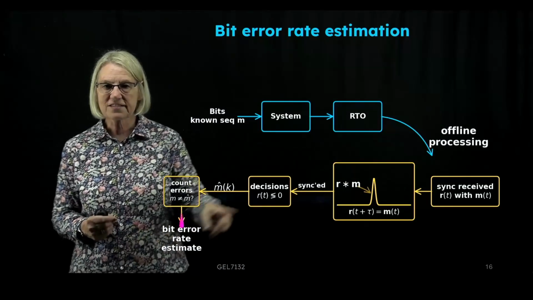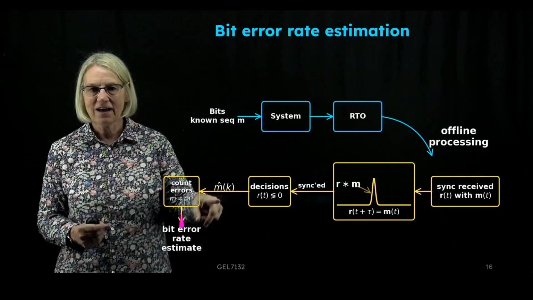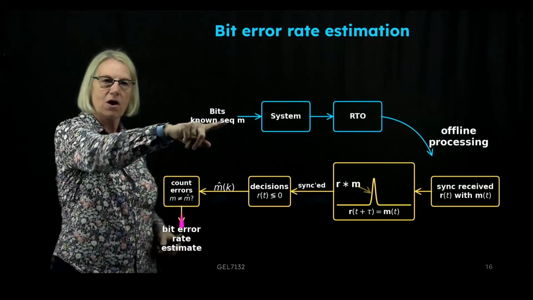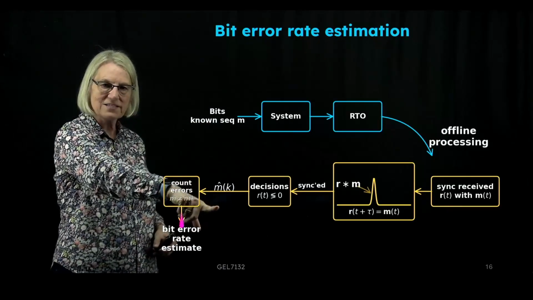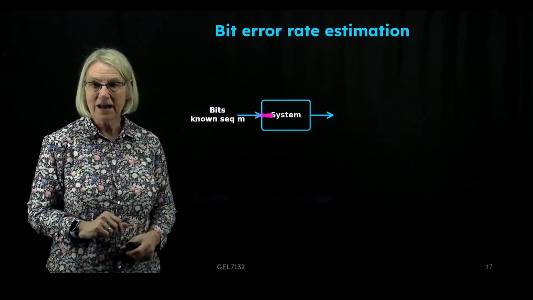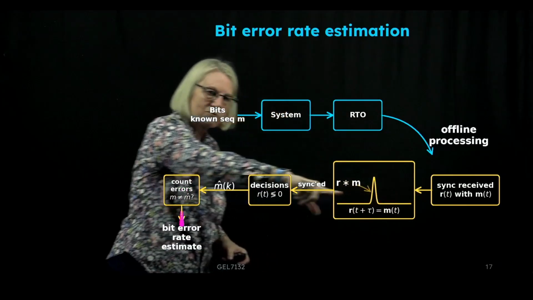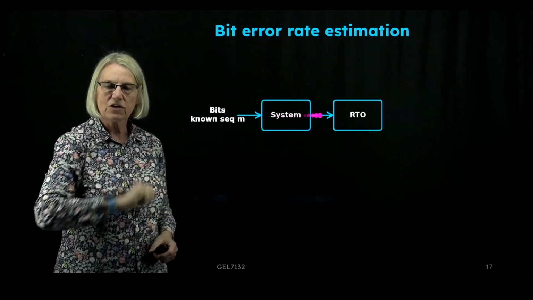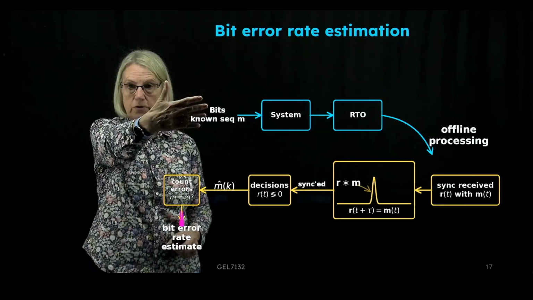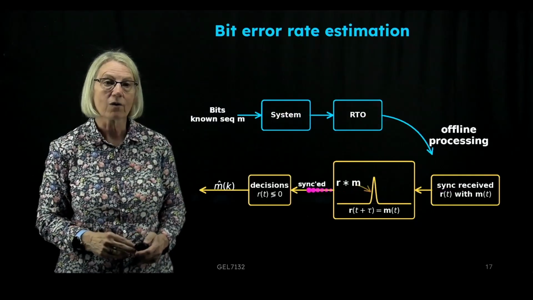Because I've done that synchronization, when I make a bit decision, I have my estimate, M hat, of the message transmitted, and I can count errors. I can compare what was transmitted with my estimate of what was transmitted, and that allows me to estimate the bit error rate. So I push my bits through the hardware, then through the offline processing, in order to come up with a bit error rate estimate. So there is both a hardware component and an offline signal processing component in the bit error rate estimation.